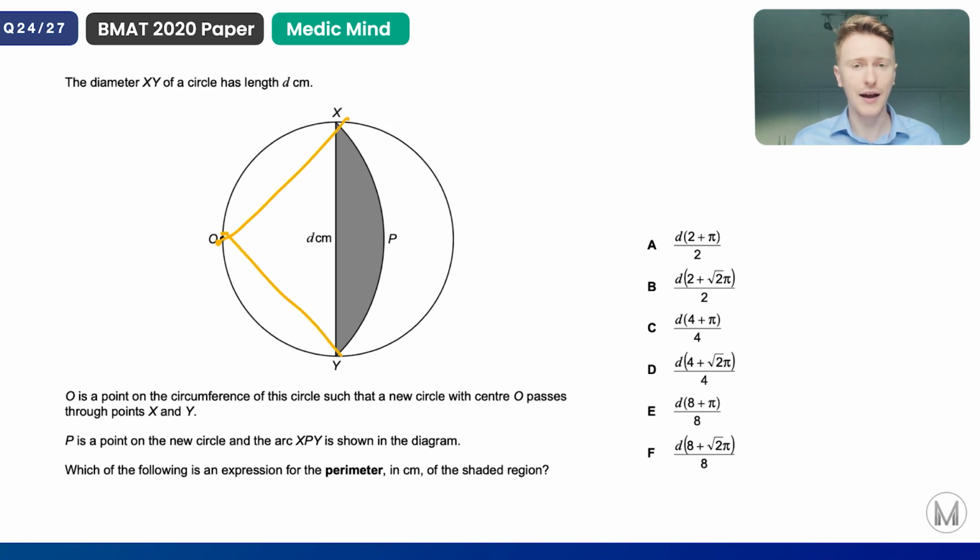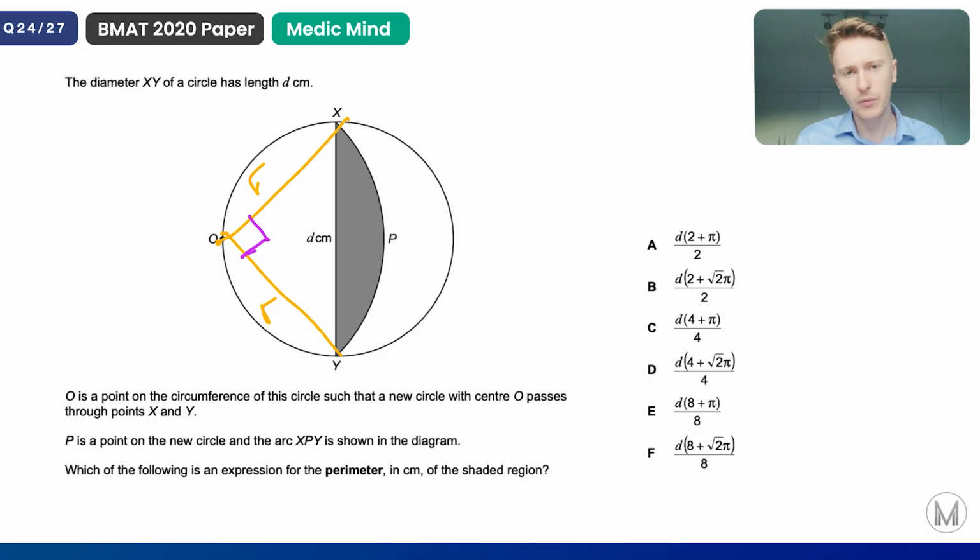We can see that the yellow lines represent radii of the bigger circle. So let's label them R. Now, once we've got these radii, we could also remember our circle theorem that states whenever you connect a diameter of a circle like this to any point on the semicircle that is created from it, we end up with a right angle here. So let's plot that on.